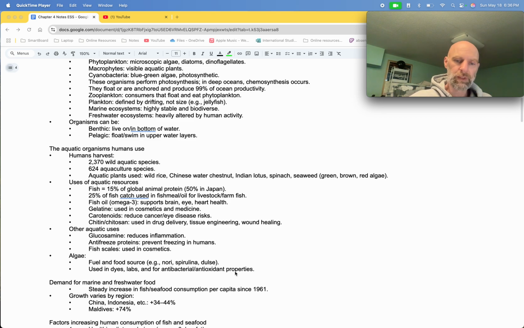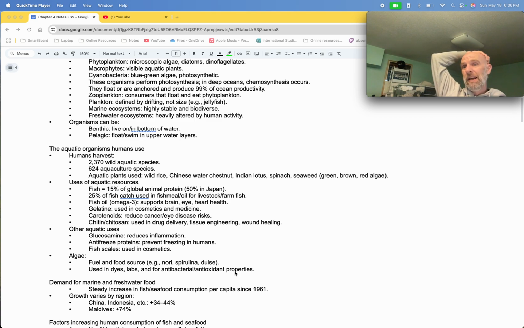So, demand for marine and freshwater food: a steady increase in fish and seafood consumption per capita since 1961. Why? Because it's a lot easier to put a boat out there and go get fish than it is to have land and take care of animals. Humanity usually likes to live by a water source, so that's another reason. Growth varies by region. China and Indonesia are up 34 to 44%. So a lot of their protein, a lot of their food comes from the ocean.